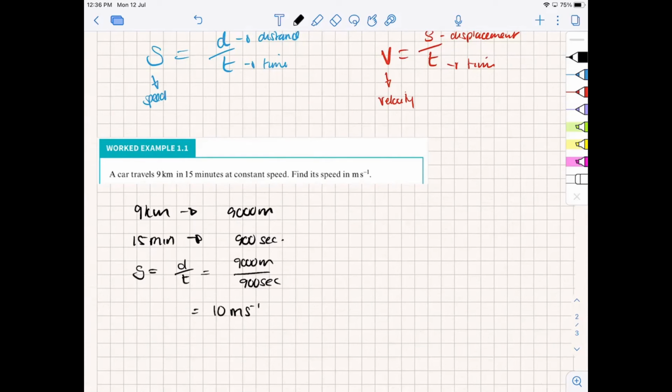I cringe at the textbook. They've asked you for speed and they've given you the formula for velocity.